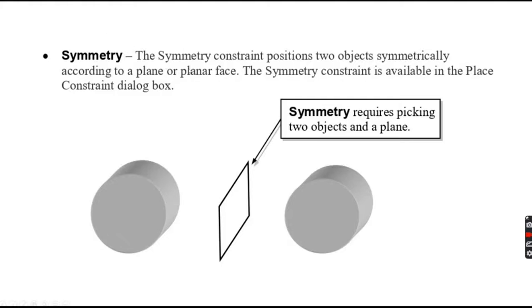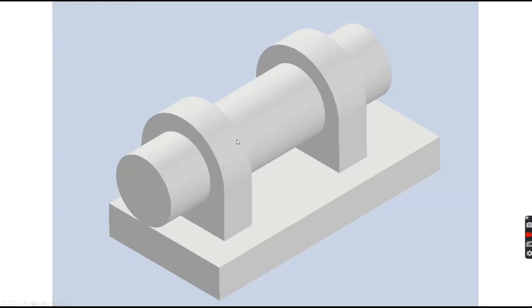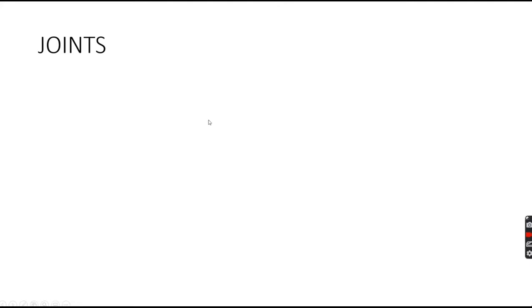Symmetry. Constraint positions two objects symmetrically according to a plane or planar face. Okay, so we can take something like this and we can make those symmetrical to each other. So if I move one, the other one moves the same. We're going to look at a demo of that in a couple minutes.